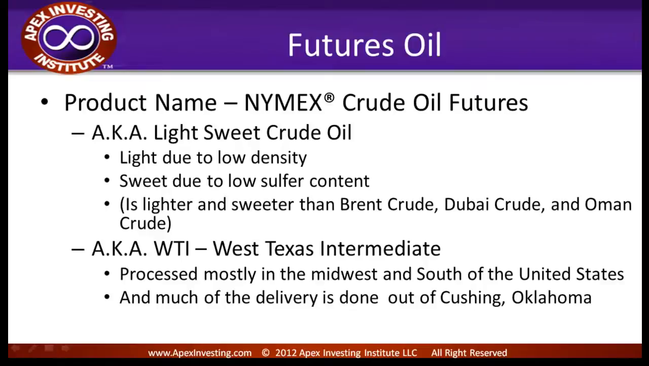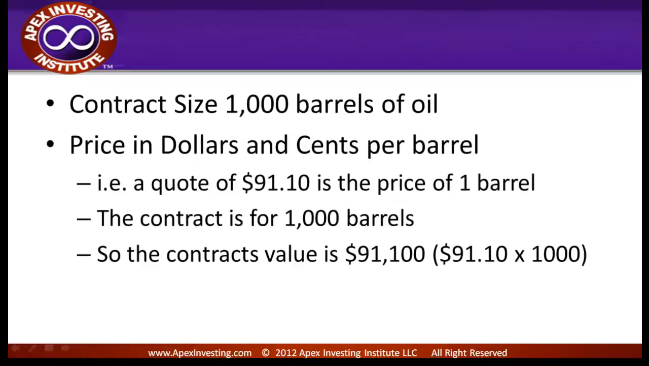The name is the NYMEX crude oil futures. It's also known as light sweet crude oil. It's light due to the low density and it's sweet due to the low sulfur content. It's lighter and sweeter than Brent crude oil, Dubai crude, and Oman crude. It's also known as WTI crude, West Texas Intermediate. It's processed mostly in the Midwest and South of the United States, and much of the delivery is done out of Cushing, Oklahoma.